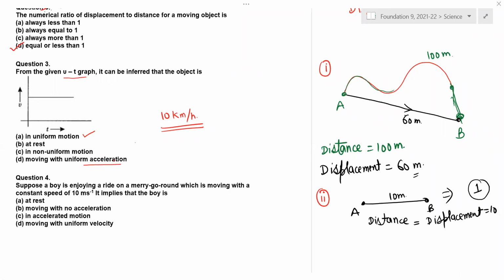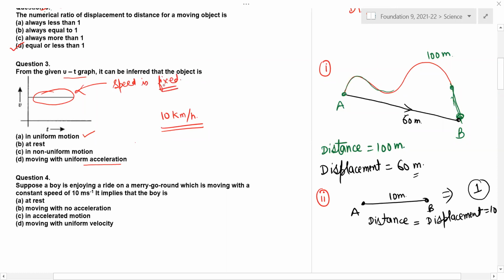Please understand through the graph. If you are taking a distance-time graph, distance and time, then it will be continuously upward. But you are taking a graph of speed and time. In speed and time, what is happening? Speed is not changing. Speed is fixed, right? Once speed is fixed, that is called uniform motion. You are not changing the speed.